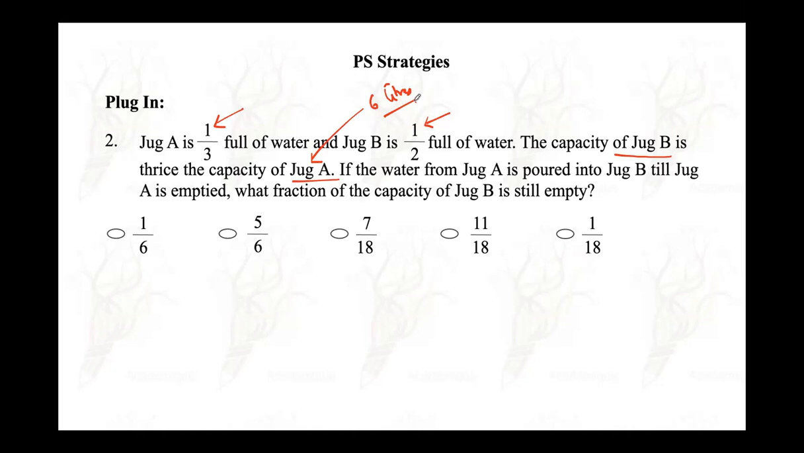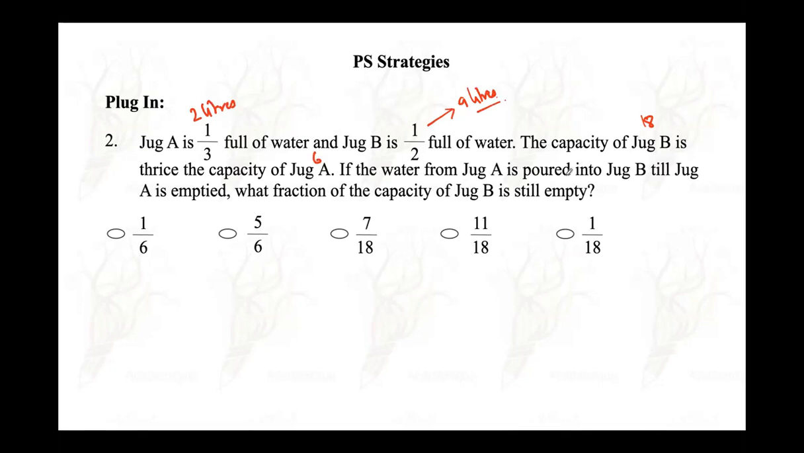So now let's take the capacity of jug A to be 6 and the capacity of jug B to be 18, because the capacity of jug B is thrice the capacity of jug A. So jug A is 6 liters, jug B is 18 liters. It says jug A is 1/3 full. That means we have 2 liters here. Jug B is half full. That means we have 9 liters here. Okay, even if the capacity is 18 liters, mind that.